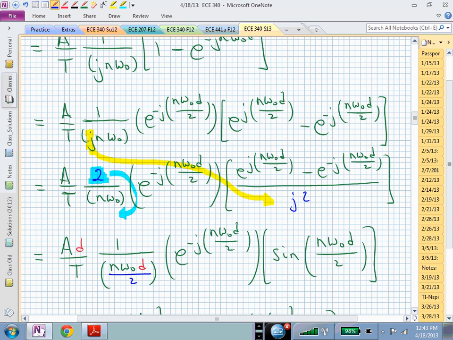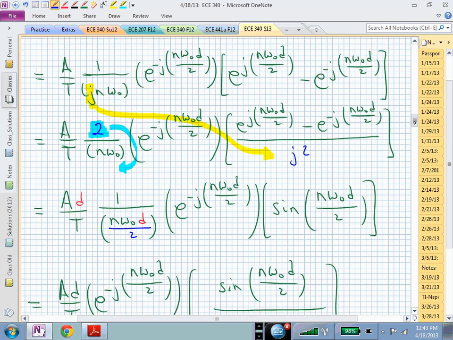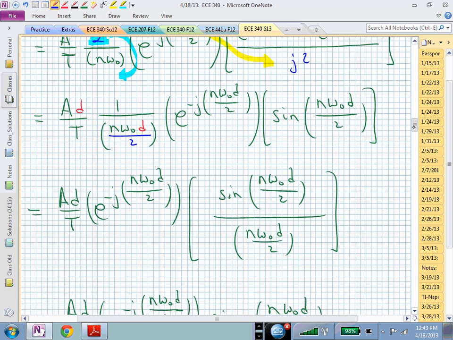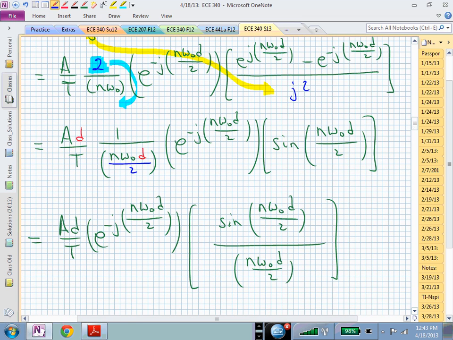Are we following this process? Hopefully you don't have to write it down. You can just look at this again or print it out or store it however you want to do it. This n omega naught d over 2, I'm going to slide underneath the sine. And now I have this sine x over x expression. And that's what we are going to call the sinc function, the SINC of x function.